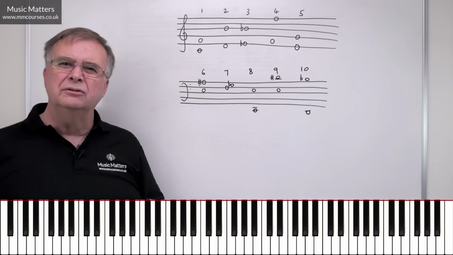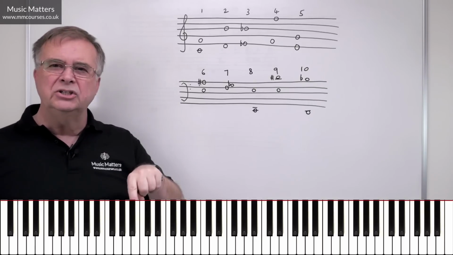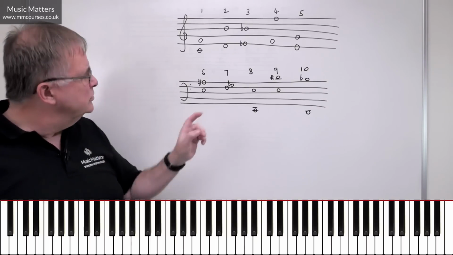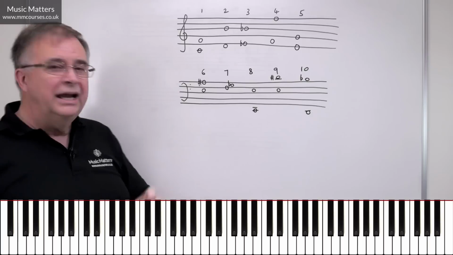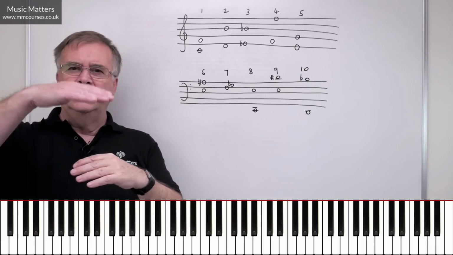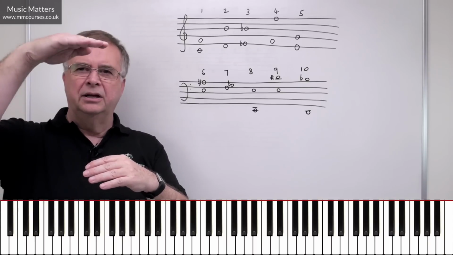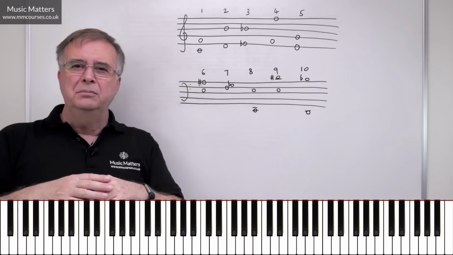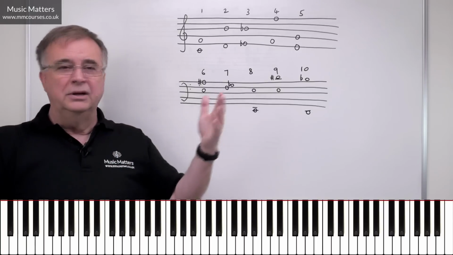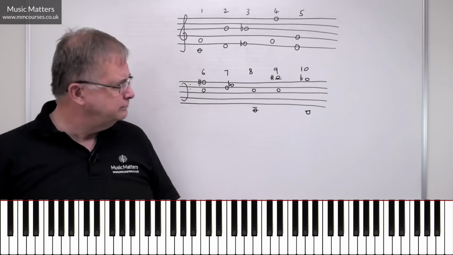So let's think. Key signature of E major, what did we say it was? F sharp, C sharp, G sharp, D sharp. But I didn't mention A sharp, did I? So A should be natural. So if it was E going up to A, it would be a perfect fourth. So E to A is a perfect fourth, but this isn't A, it's A sharp. So what's happened to my interval? It's got 1 semitone bigger. So if I take a perfect interval, make it a semitone bigger, it becomes augmented. So this is an augmented fourth.